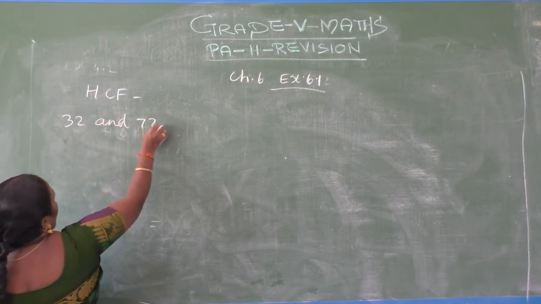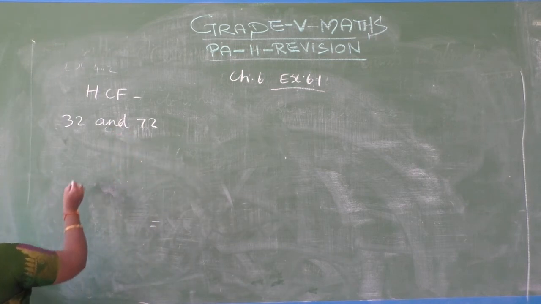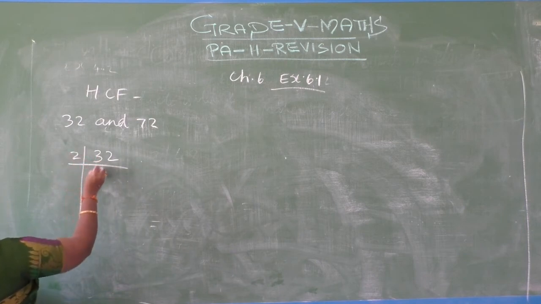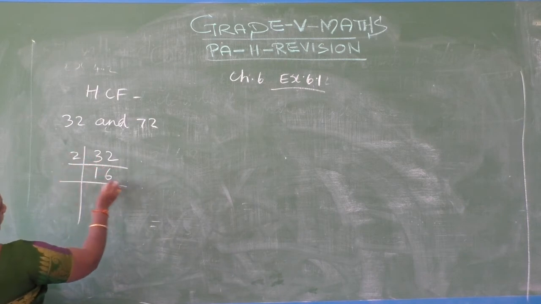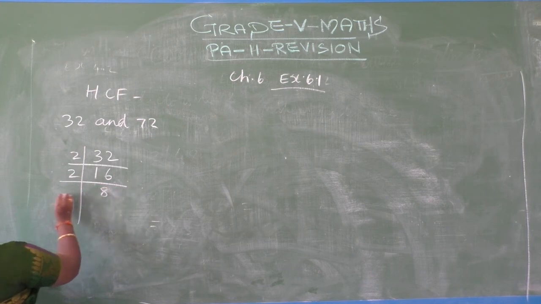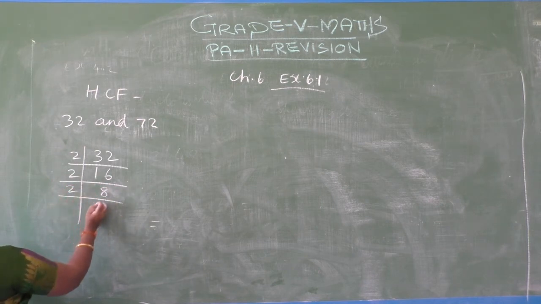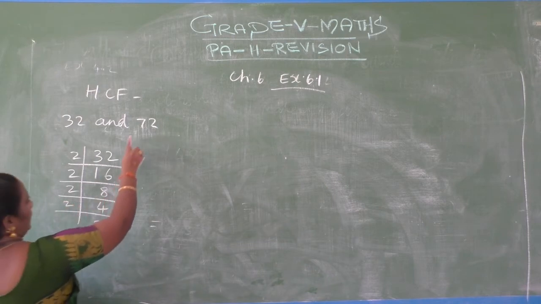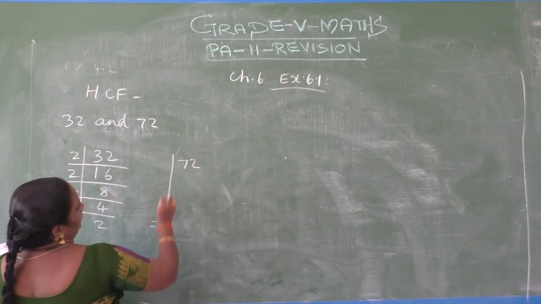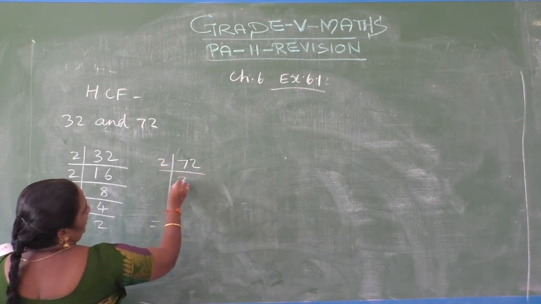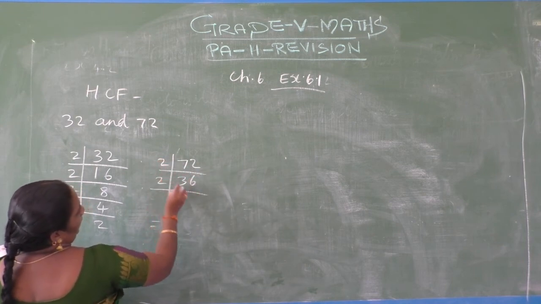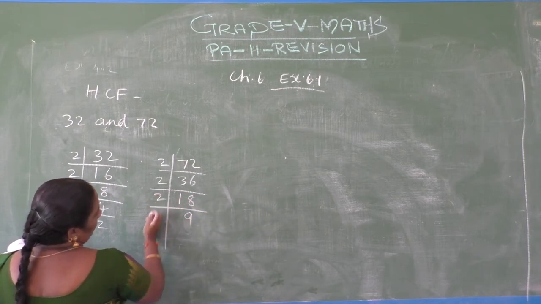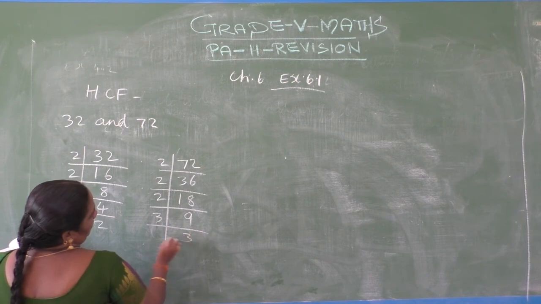32 and 72. How can we find it? First you have to find for 32. 2 table. 1 2 is 2, 6 2s are 12. Again 2 table. 8 2s are 16. Again 2 table. 4 2s are 8. Again 2 table. 2 2s are 4. Then for 72. 2 table, 3 2s are 6, 6 2s are 12, 2 table, 1 2 is 2, 8 2s are 16, 2 table, 9 2s are 18, 3 table, 3 3s are 9.